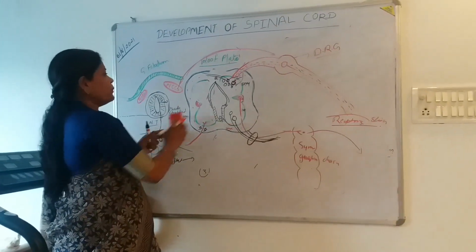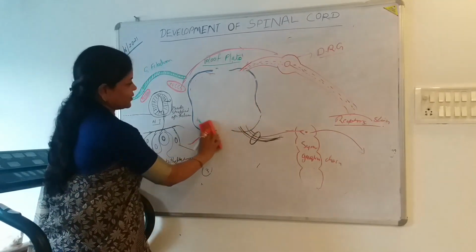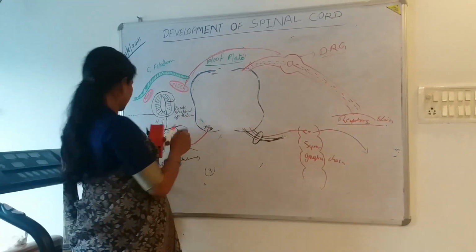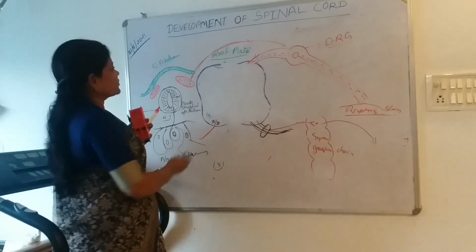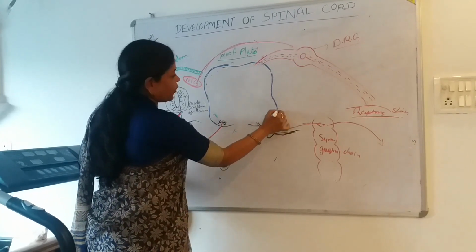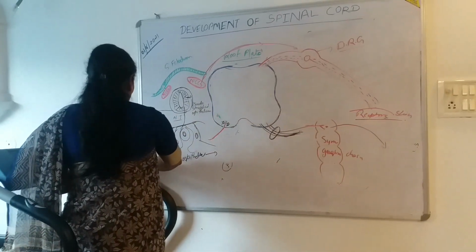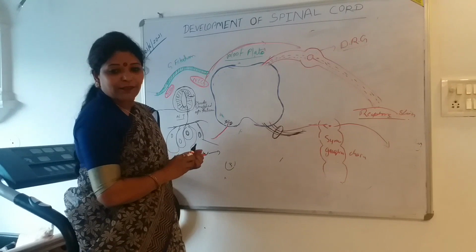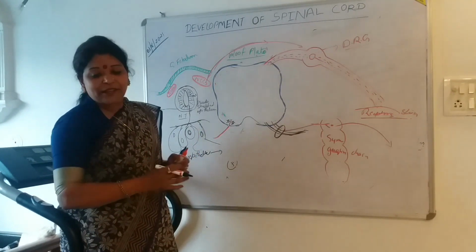Okay. Now tell me, is there any other structure which is derived from the neural crest cells? Any more structure? Any covering or something like that? The CNS is covered by layers, isn't it? Leptomeninges. Yes, coverings. I am asking about the coverings.